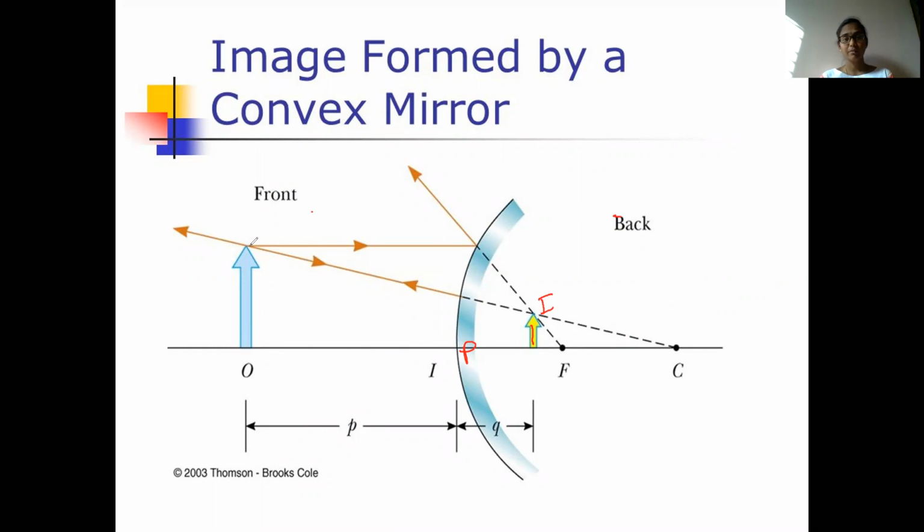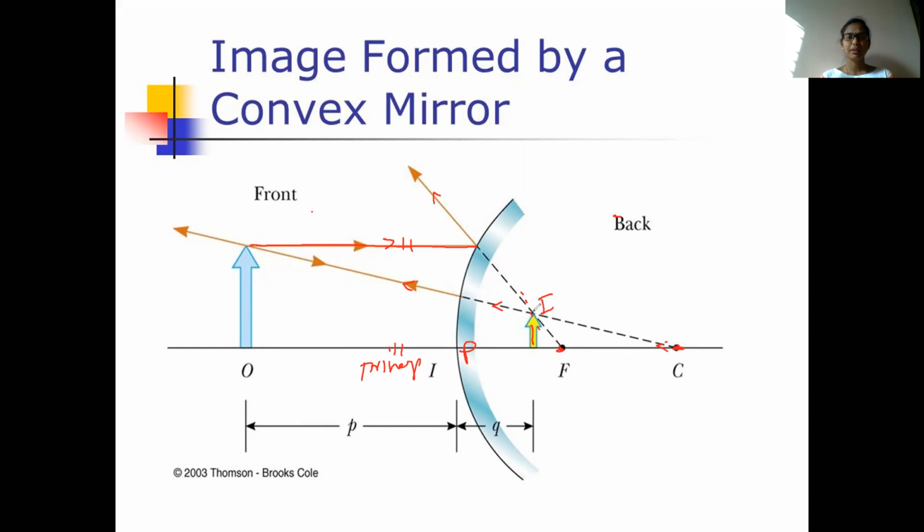You can see how the ray diagram runs. One ray is taken parallel to the principal axis. This is the principal axis. The ray taken parallel to the principal axis will diverge outward, but it appears to come from the focus. The next ray, which is passing through, or appears to pass through, the center of curvature, after reflection retraces its same path. It appears to go back along the same path.